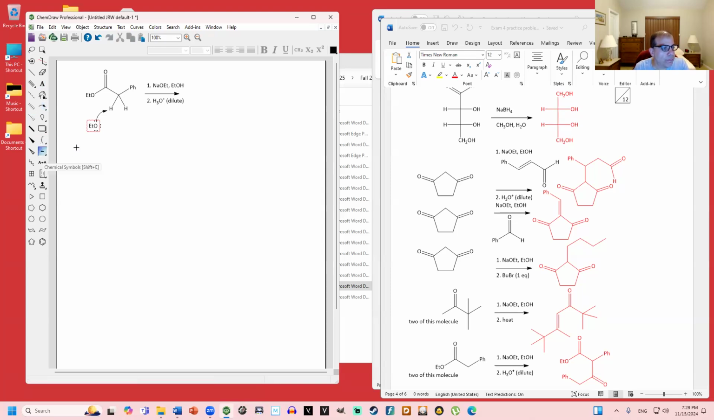Oh, I forgot my minus charge. There we go, that's better. Ethoxide will pull off one of those acidic alpha protons. If anything, having the benzene ring there makes them slightly more acidic still, because you get a resonance stabilized carbanion. Benzylic carbanions are resonance stabilized. In other words, there's additional resonance forms that you get besides the usual ones that you always get with an enolate.